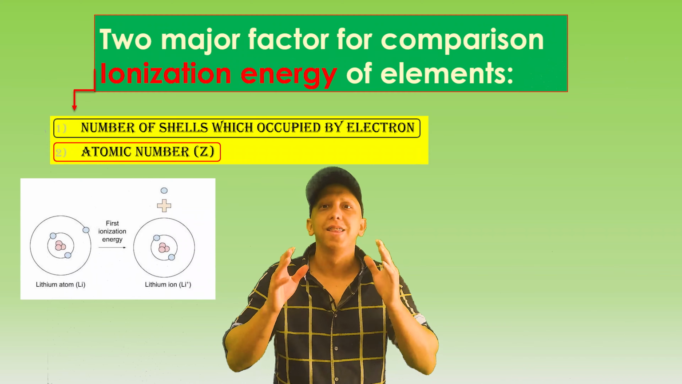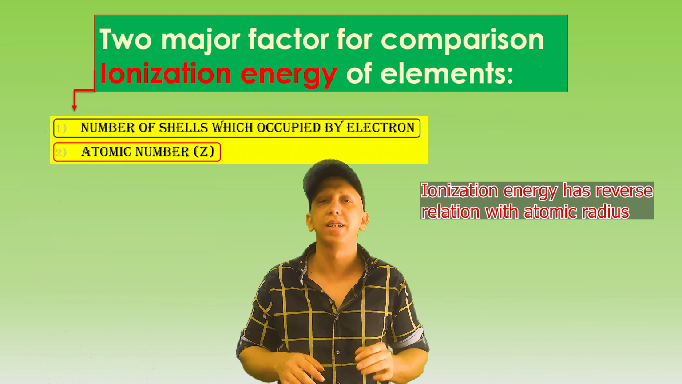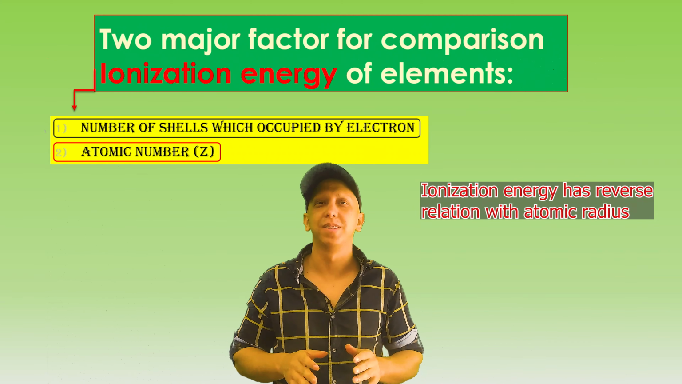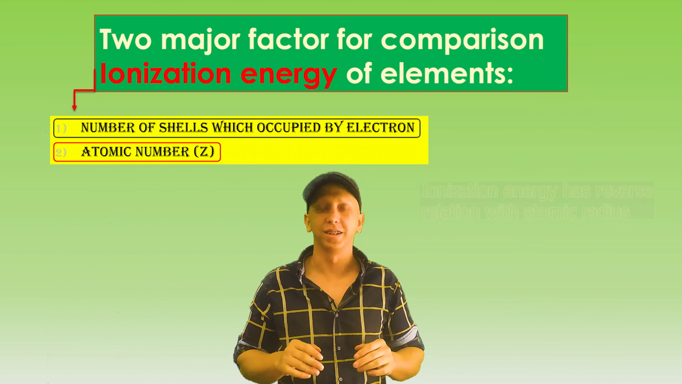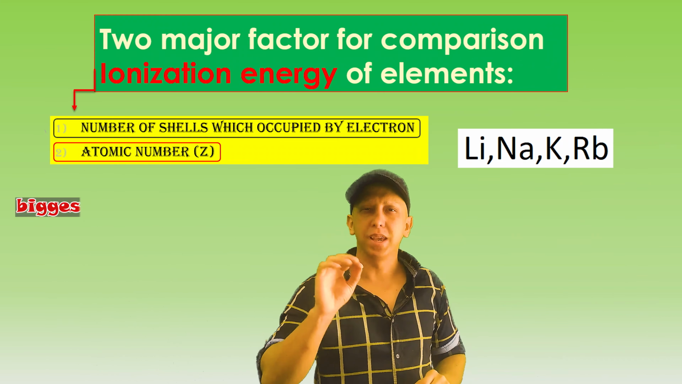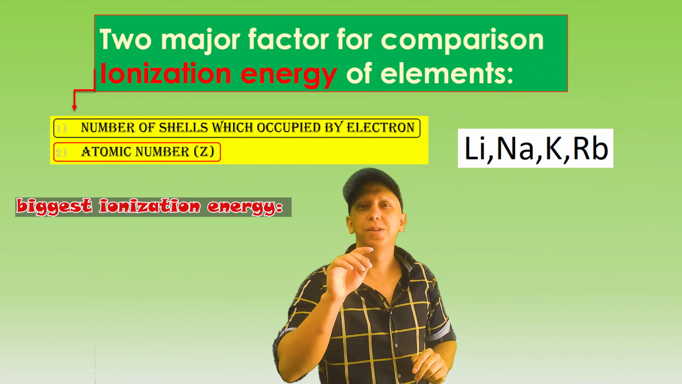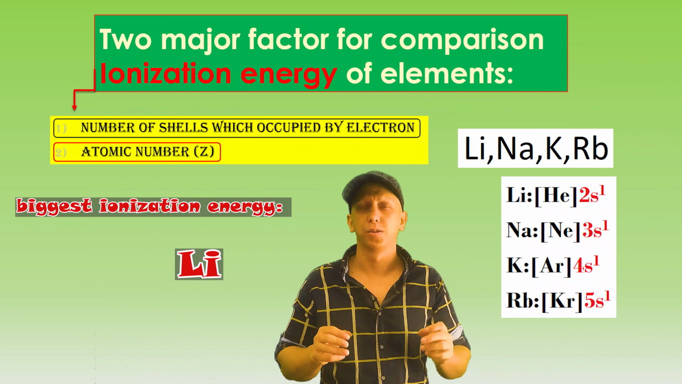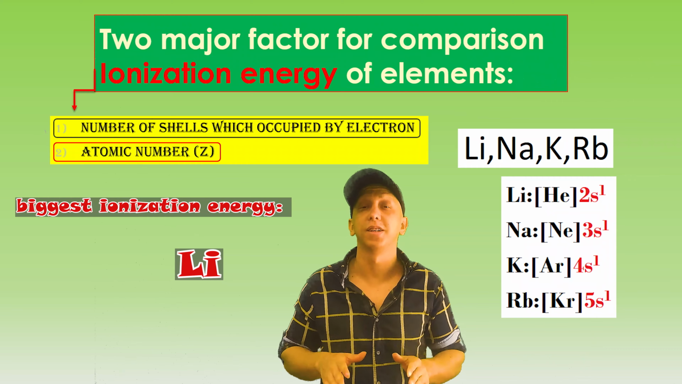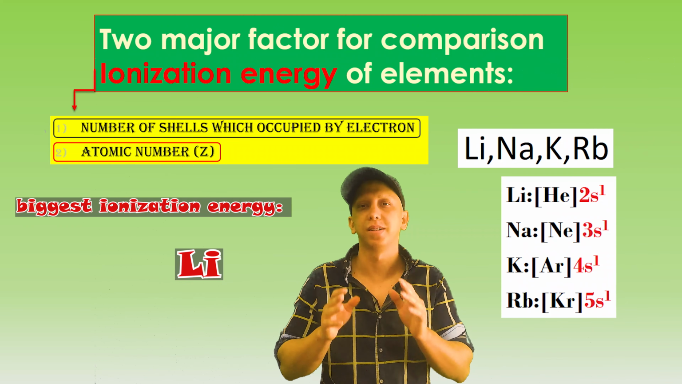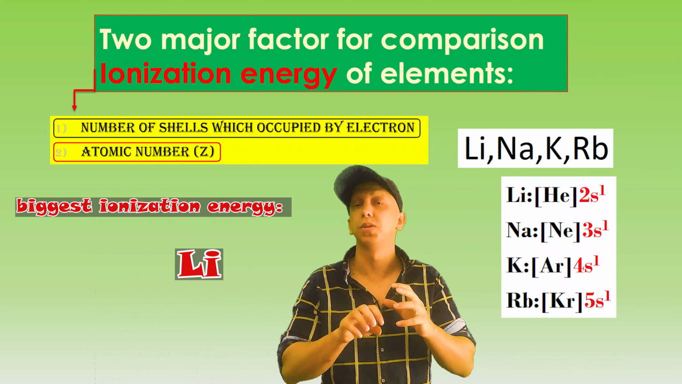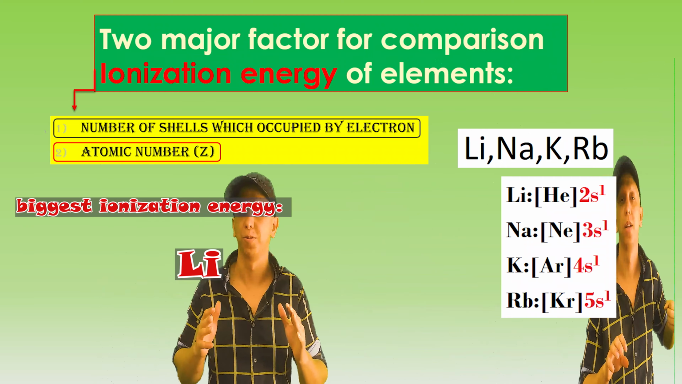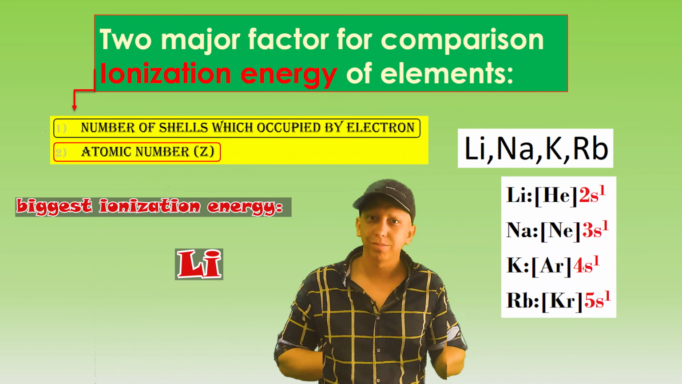So as you see, the ionization energy has a reverse relation with the atomic radius, and wherever the elements have a bigger atomic radius, they have lower ionization energy. So for these elements, the biggest ionization energy will belong to lithium, because lithium has the smallest atomic radius, so it has the biggest ionization energy, because the last shell of lithium that is occupied with electrons is so close to the nucleus and protons, and separating the last electron from the atom is so hard, so it has a great ionization energy. It's done.